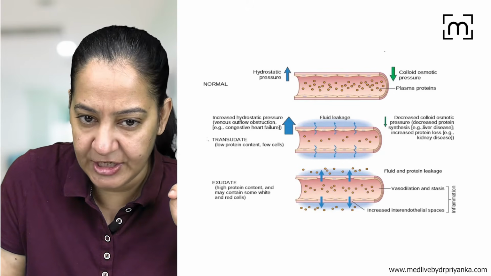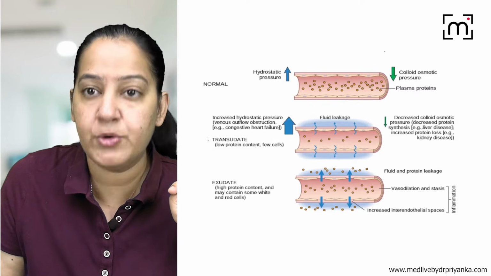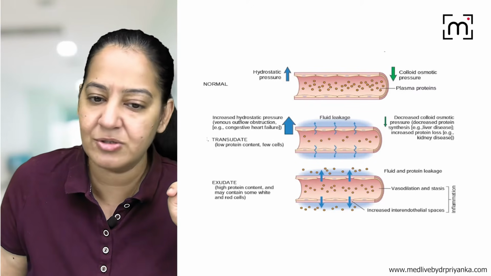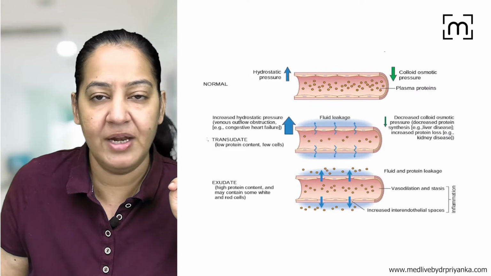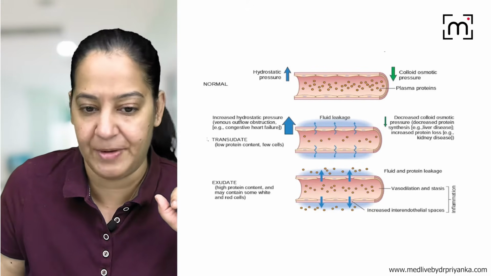Here the endothelial lining is continuous. See the pressure: outward is equal to inward. See the second diagram. Here also the endothelial lining is continuous, but you can have a look at the arrows. The outward is more as compared to inward.